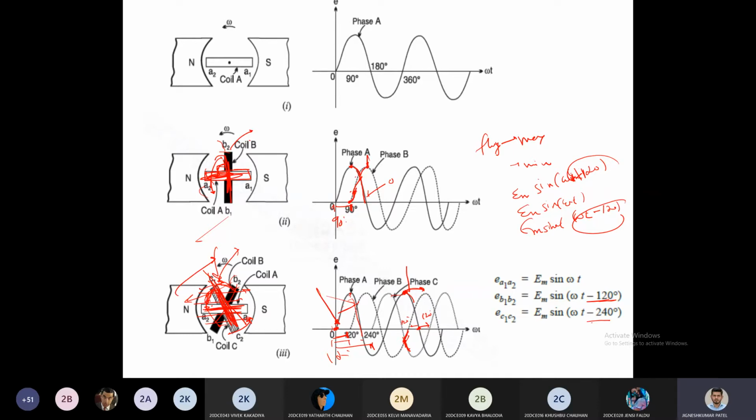That's good, no issue in that. Both of these are correct. Most of the time we'll be following this, but sometimes you may see the other somewhere, and that's also correct. One is 120 degrees behind and the other is 120 degrees ahead. So that's just about which phase I'm taking as the reference. That's the important thing.